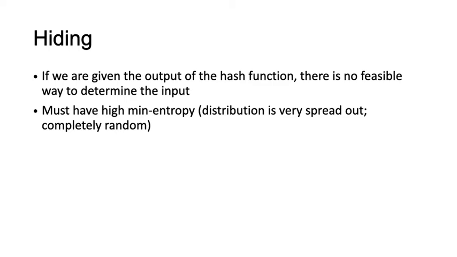So the next property is hiding. So what does that mean? Well, if we know the hash output, then there is no way to determine the input. However, this property doesn't exactly hold true. If there are only a few possible values of x, then we would be able to compute the hash for each one and determine what it would be. Therefore, we must have a high min-entropy for this to have a hiding property. In other words, the distribution must be very spread out and completely random.